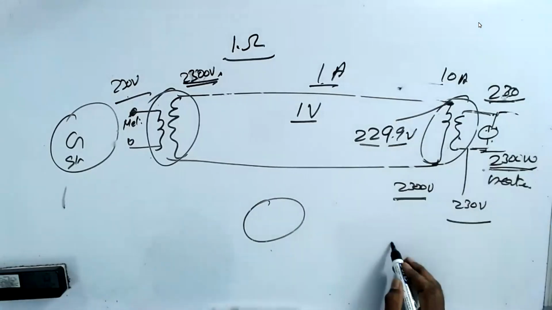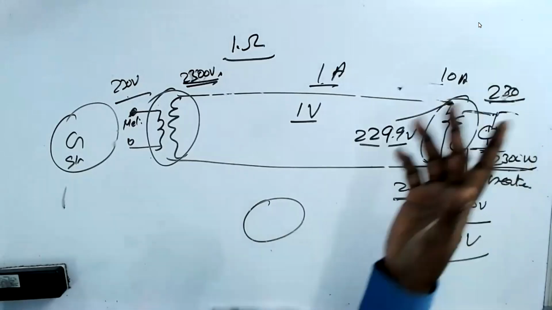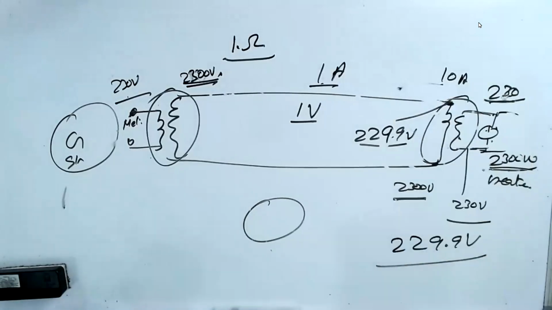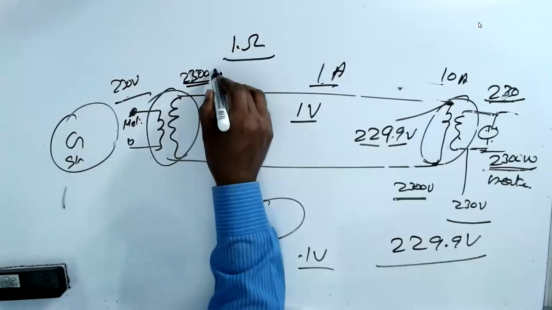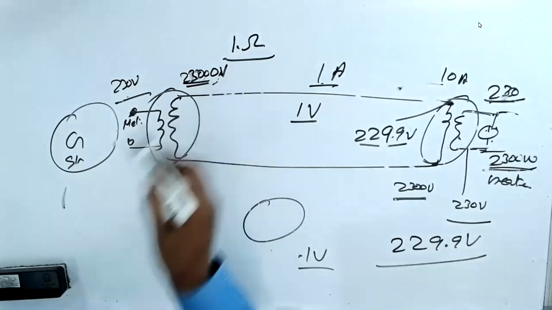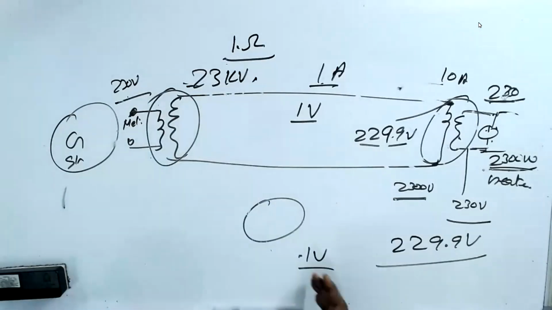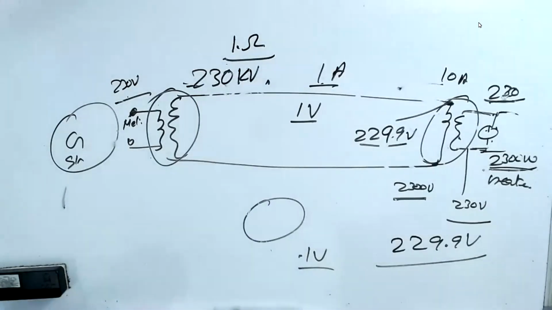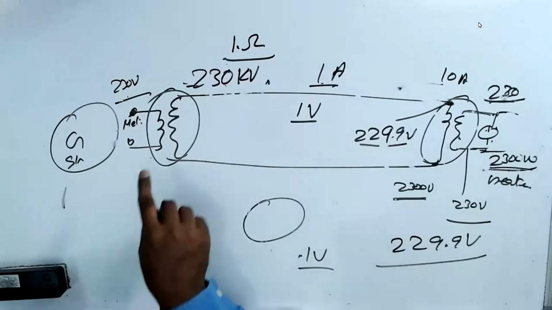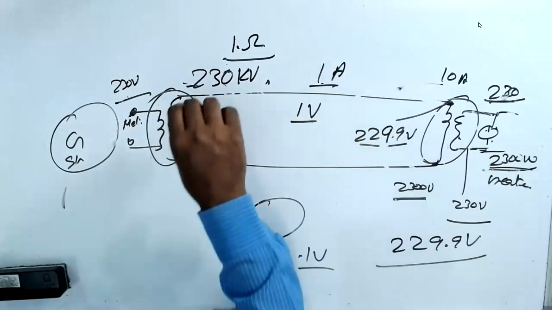I get now 229.9 volts. See here, previously I got 220 volts. Now I'm getting 229.9 volts. Drop is only 0.1 volt. Suppose if I increase from 230 volts to 2300 volts, 23,000 volts or 23 kV, then this drop will be still less. If I go to 230 kV, then the drop is still less. So based on the step up, my voltage drop is reduced very minimal on the wires.